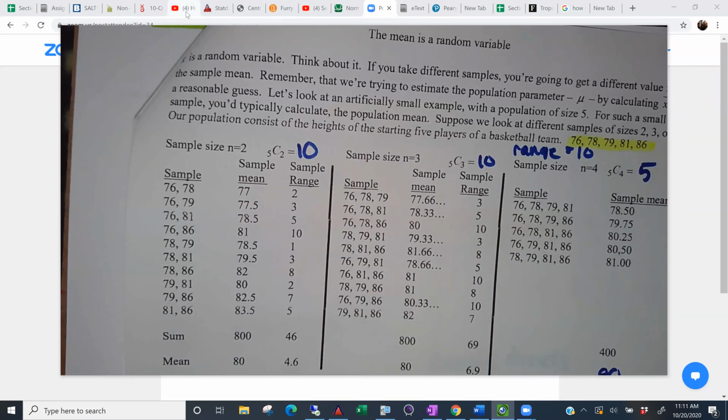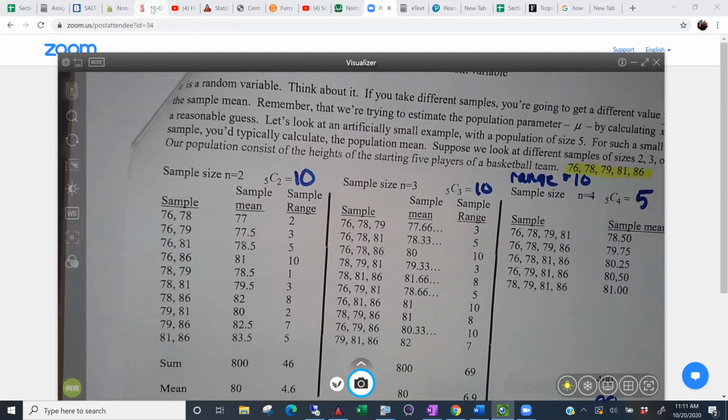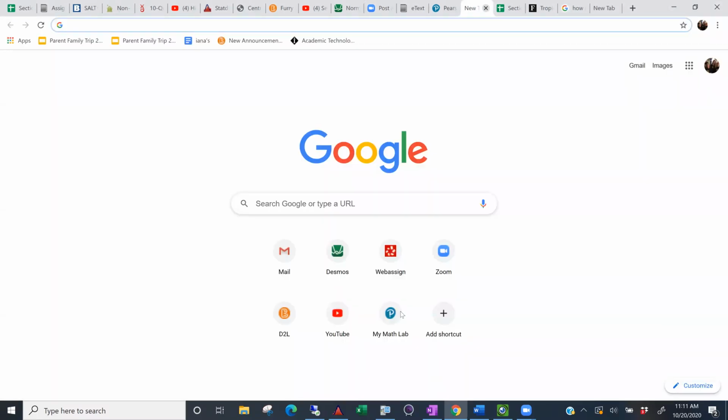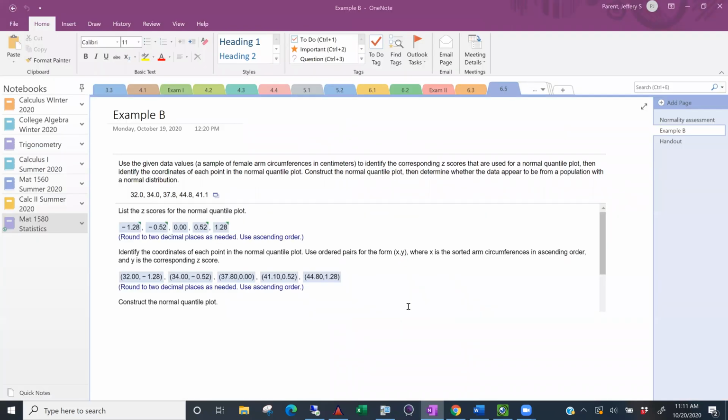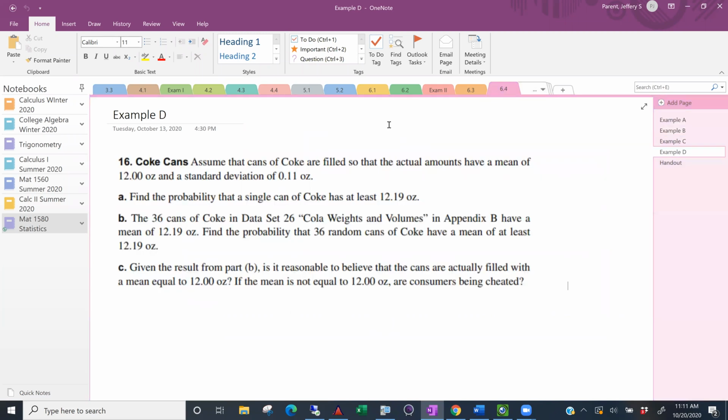Let me see if I can find it. Let's see. This one? No. Where is it? Give me a second. I've got it here someplace. You know what? I know where I'll find it. Right here in one of our handouts. Should be at the top.